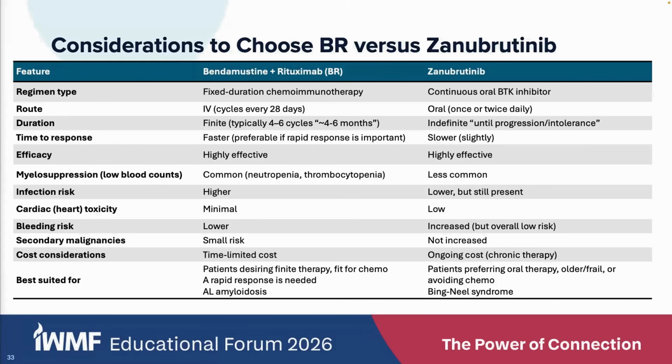The BR is chemotherapy given through the IV, again, 2 days back to back, every 4 weeks for 4 to 6 months. The zanubrutinib is a pill you take once or twice daily, and you stay on it potentially for years.